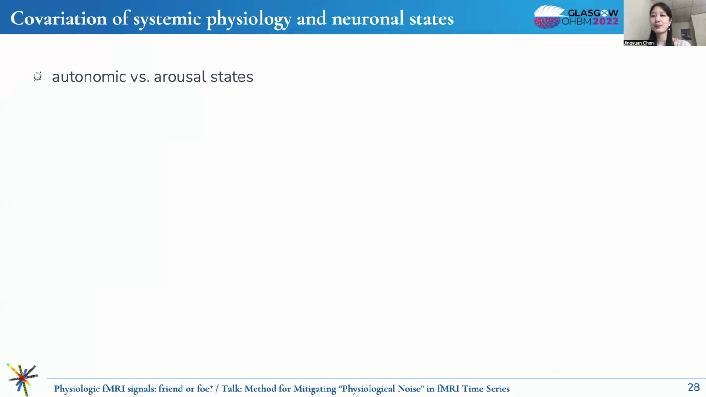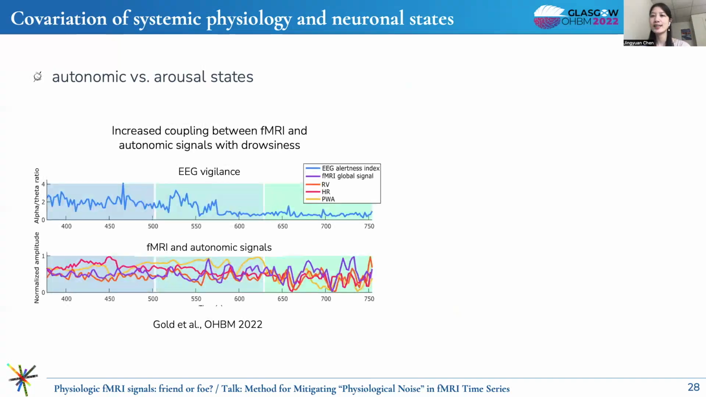And also, brain arousal variations may also be accompanied by changes in the autonomic states. For instance, as shown in this study, the coupling between different physio processes and fMRI signals seems to be stronger in low vigilance states than high vigilance states, as determined by EEG signatures.